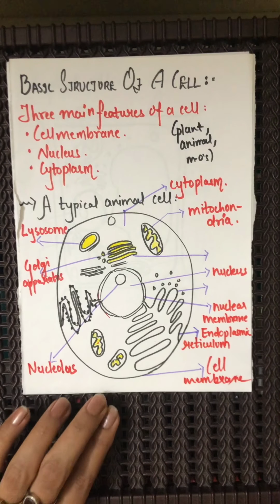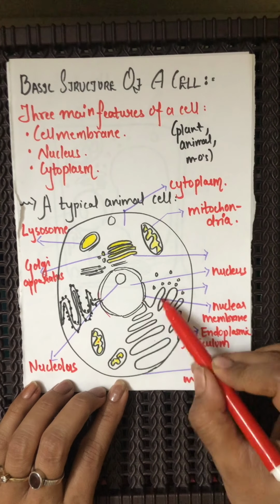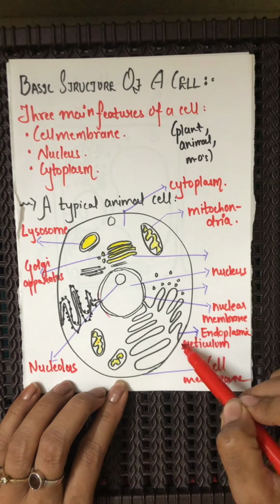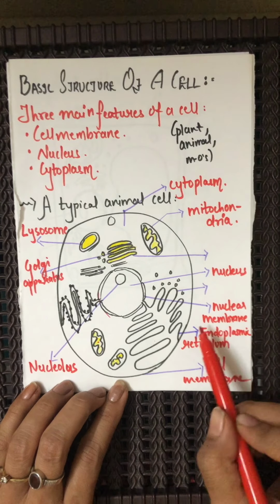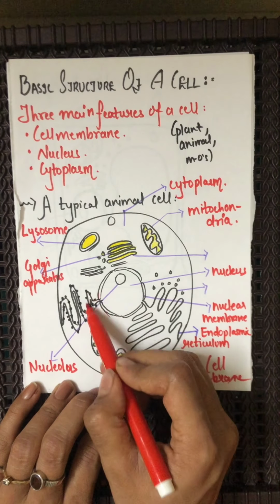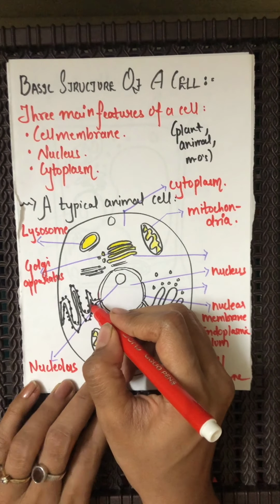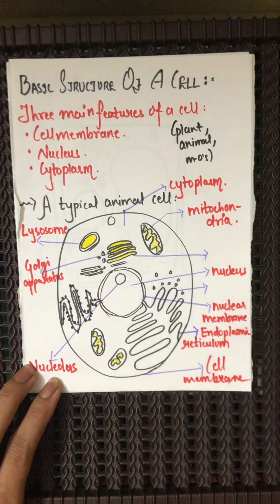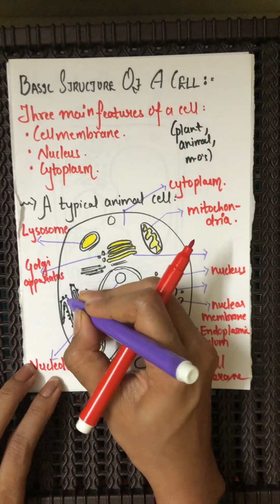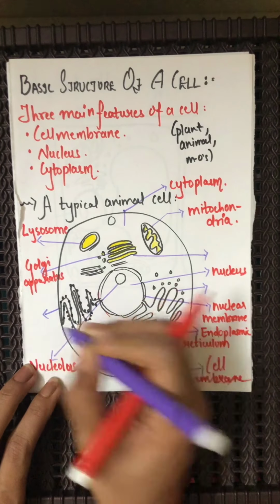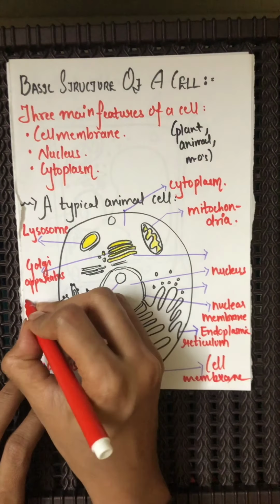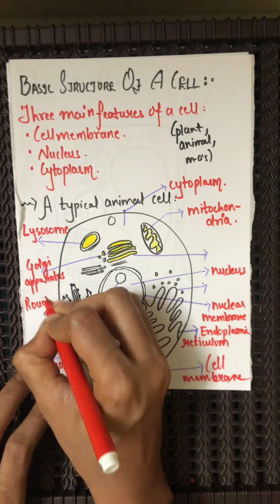Okay, fine. So over here you can see that this convoluted structure on this side is endoplasmic reticulum, and over here also you find some convoluted structures. This is also nothing but endoplasmic reticulum, but it has some dotted structures on it, therefore it is nothing but the rough endoplasmic reticulum.